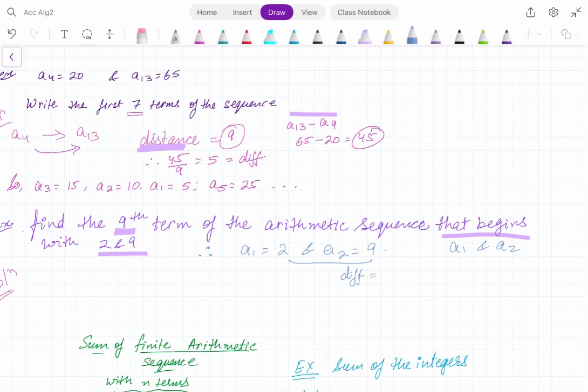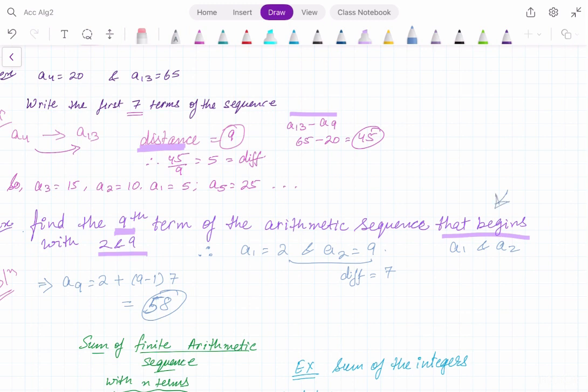I can use my setup to find another term. a_n is equal to the first term plus n minus 1 times the common difference. And we are looking for the 9th term, so n in this case is 9. If I use the same format, you will get the lovely answer as 58.